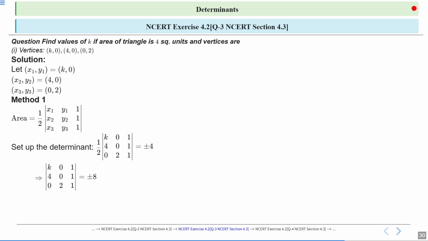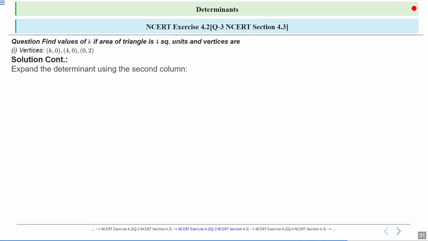As the area is given as 4 square units, we take plus minus 4 because we use area for calculation. So the 1/2 goes to the RHS, giving 4 into 2, that is 8. So the determinant K 0 1, 4 0 1, 0 2 1 equals plus minus 8. Now we calculate the determinant of this 3 by 3 matrix. Expanding along the second column, we get 0 into the minor, minus 0 into the minor, plus 2 into the determinant K 1, 4 1, equal to plus minus 8.